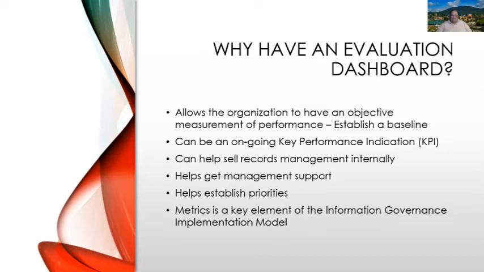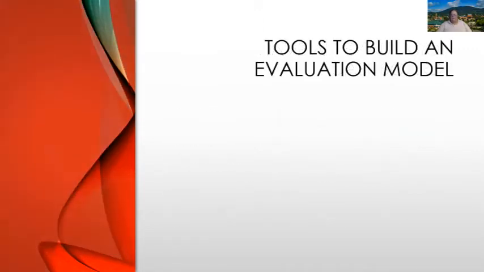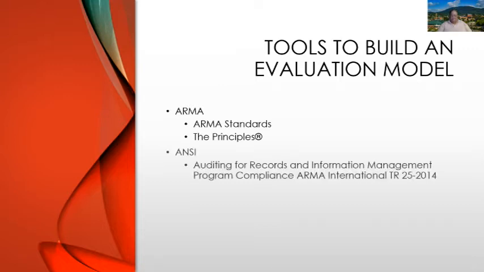prioritize those. And as you all know, metrics, any kind of metrics, is a key element of information governance, the implementation model that's published by AIIM. So there are tools available to you. ARMA has standards, and of course the principles, formerly known as the Generally Accepted Record Keeping Practices, GARP, which we don't use anymore. I mean, we still use the principles, just not the word.